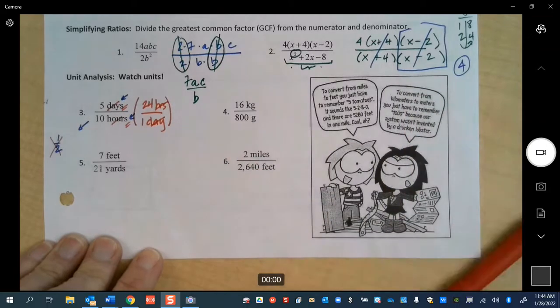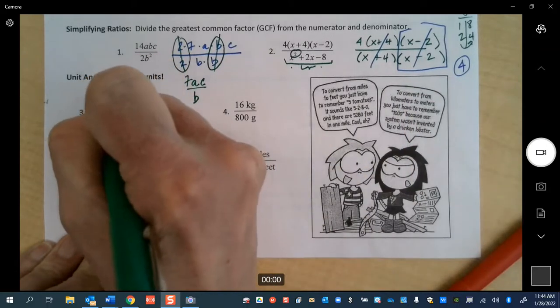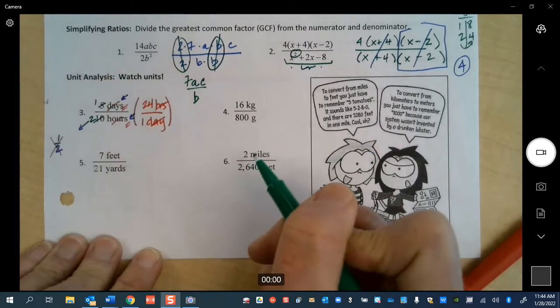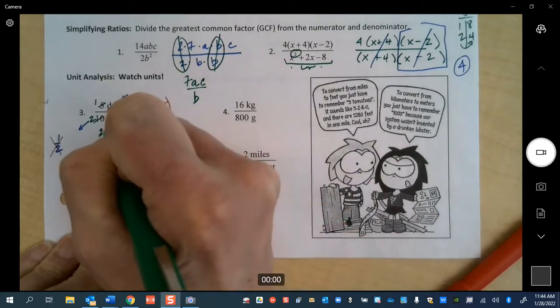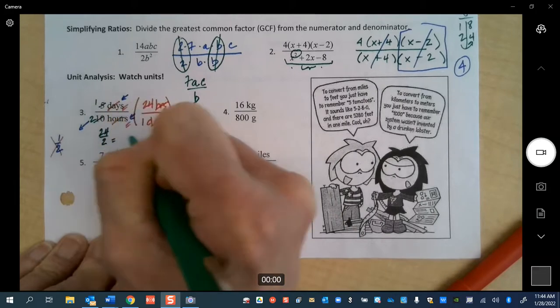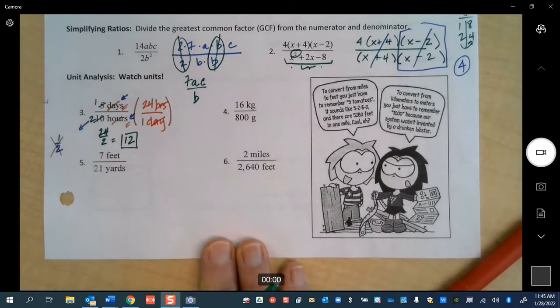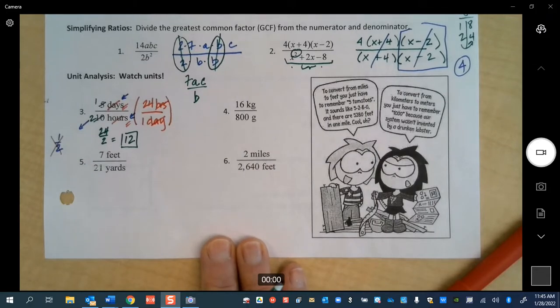Now I can go ahead and cancel out things. I know that 5 comes out of 5 once and 5 comes out of 10 twice. And I know if I simplify 24 divided by 2, that is equal to 12. So the correct answer here, if you're asked to simplify, is 12, not 1/2.